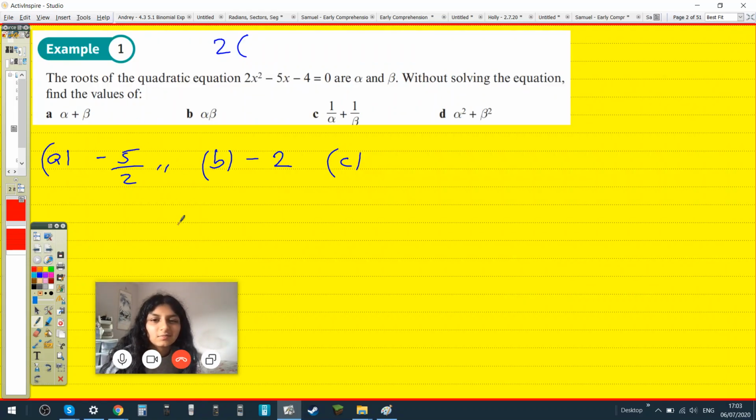I didn't have to do the... Why do you ask me these questions? Do we have... Hang on. Without solving the equation. So just in general, 1 over alpha plus 1 over beta.